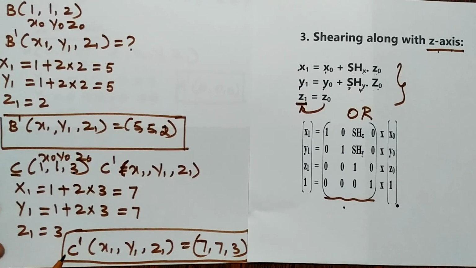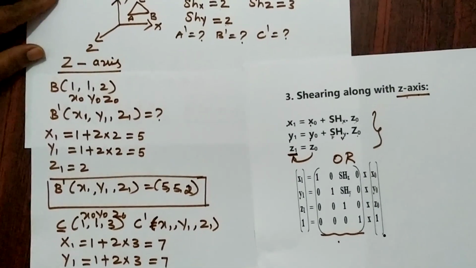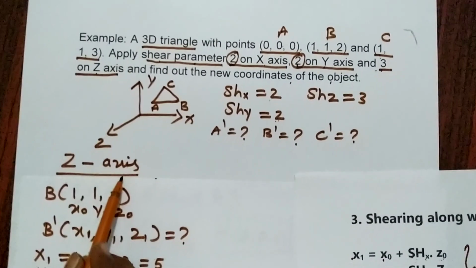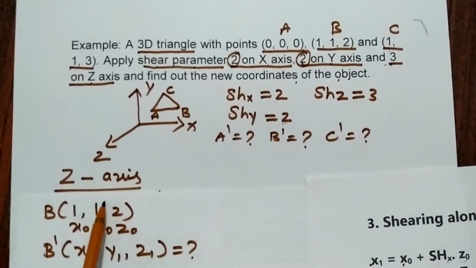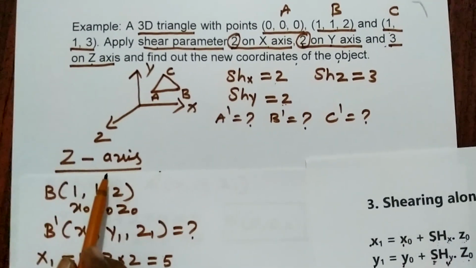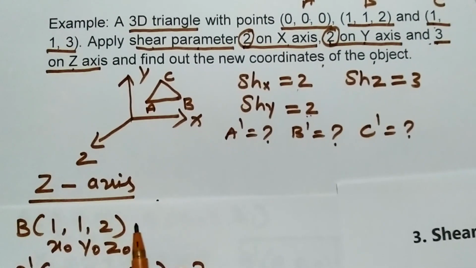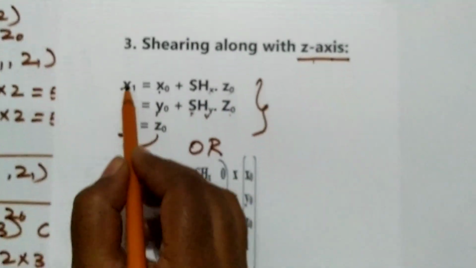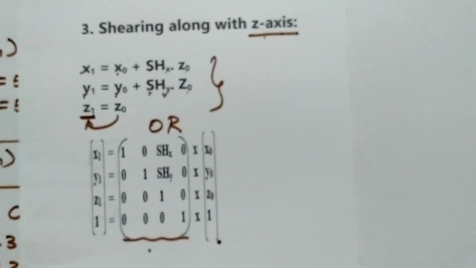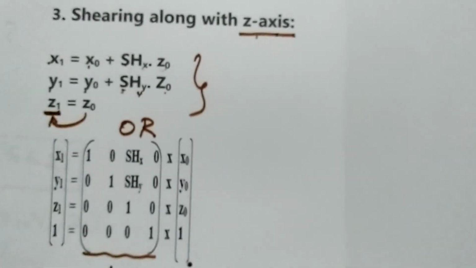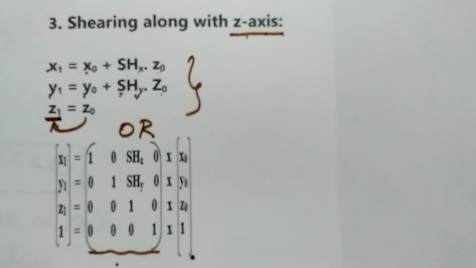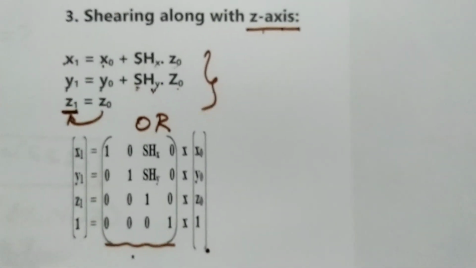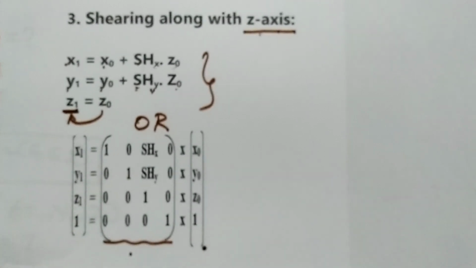In this example, we have discussed how to perform a shearing of a 3D object along z-axis. Same way you can find shearing along y-axis also, along x-axis also with the suitable equation. In this example we have used shearing along z-axis. This is the equation we have used. So this is the very important technical method to find the shearing of an object along x-axis, y-axis and z-axis. Thank you.